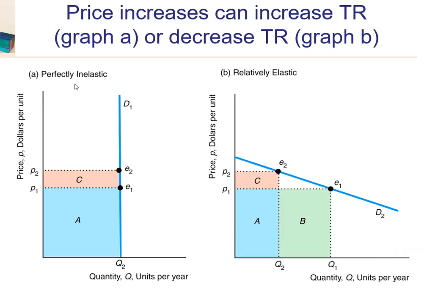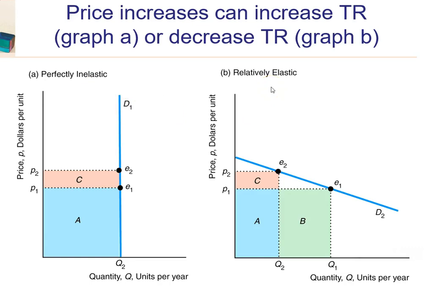So in these situations, whenever there's a price increase, when you have perfectly inelastic demand, total revenue will go up. And more generally, when you have simply inelastic demand and there's been a price increase, total revenue rises. It's most noticeable when demand is perfectly inelastic.